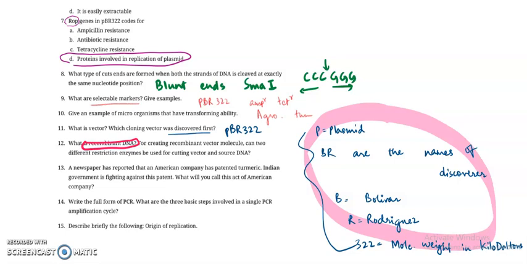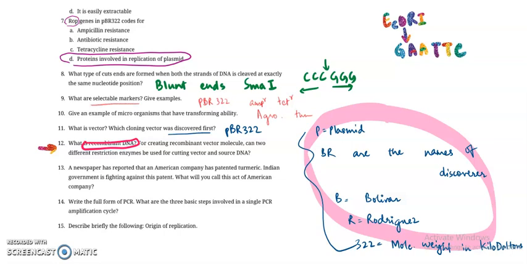For creating recombinant vector molecule, can two different restriction enzymes be used for cutting vector in a source DNA? Not at all, because it will produce different sticky ends and the process would be a fail. So you can explain by taking the example of EcoRI, that it acts upon GAATTC, the palindromic sequence which is being recognized, and this is the recognition site, right? So you can explain how sticky ends are being formed.